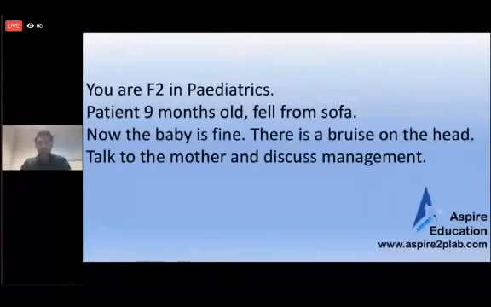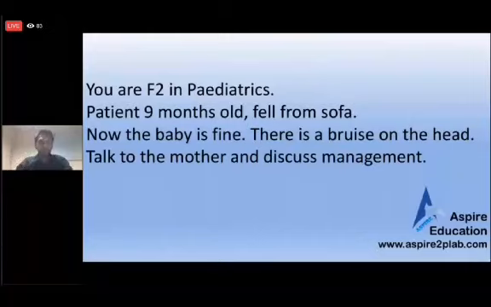There is a pattern for taking history of fall, epilepsy, fits, and loss of consciousness. So we have the same pattern of history taking for all these three cases. So let's go through the history taking bit. For fall, fits, and loss of consciousness, what do you ask in the history? First one is, what happened before the incident? Second one, what happened during the incident? And thirdly, what happened immediately after the incident?